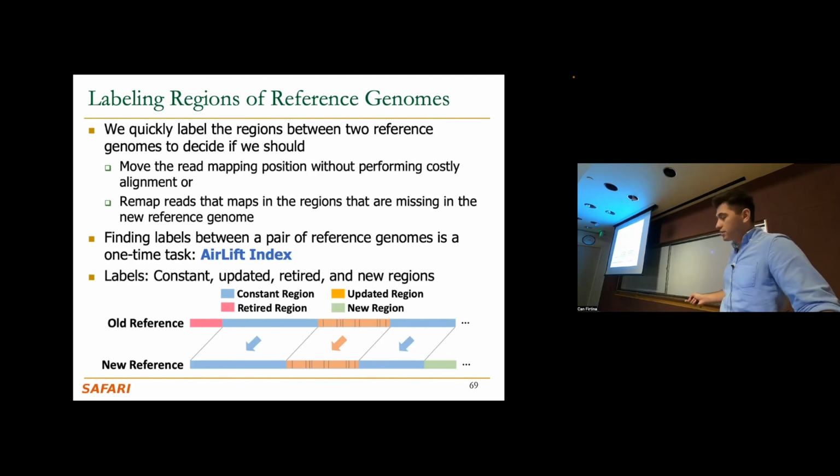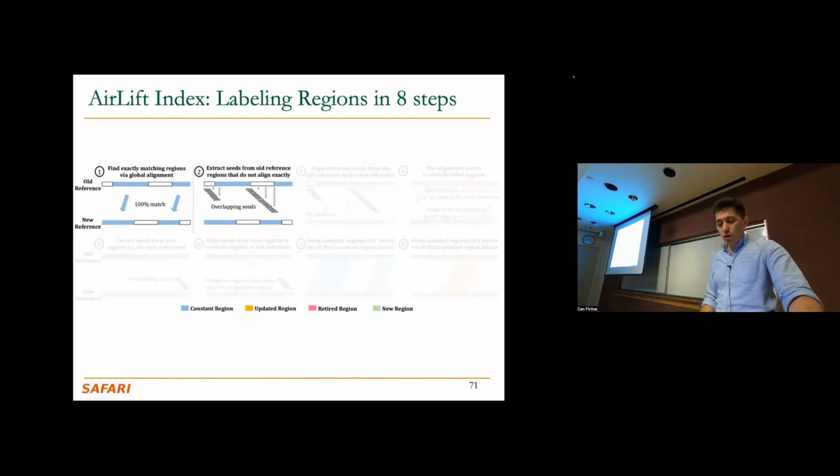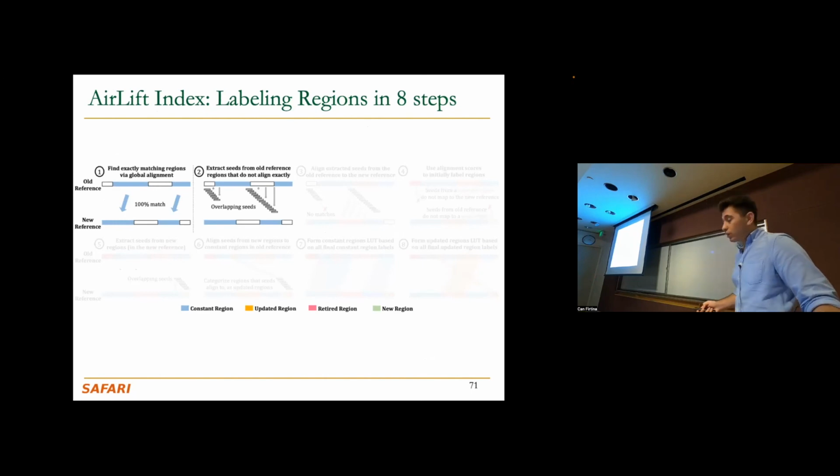Our labels are: constant regions, which refer to the exact matching blocks; updated regions, the regions that are updated but still similar to each other between reference genomes; retired regions, which do not exist anymore in the new reference genome; and new regions, the novel regions in the new reference genome. There are 8 steps to do that. We start with identifying the exactly matching blocks, which is a common approach. Later, for all other blocks that are not exactly matching, we extract the read-size k-mers from these blocks.